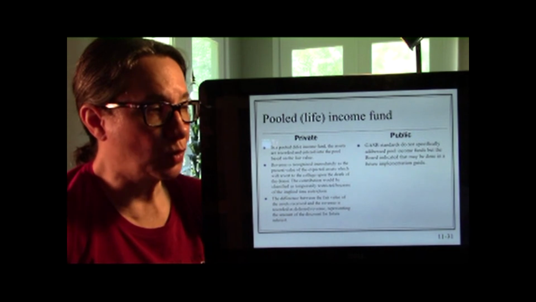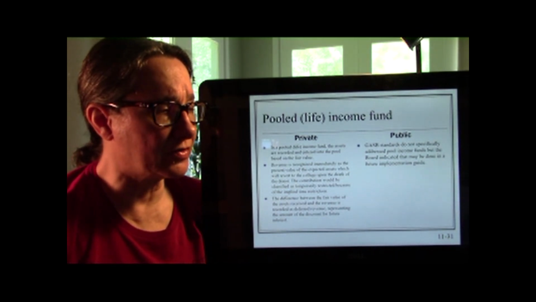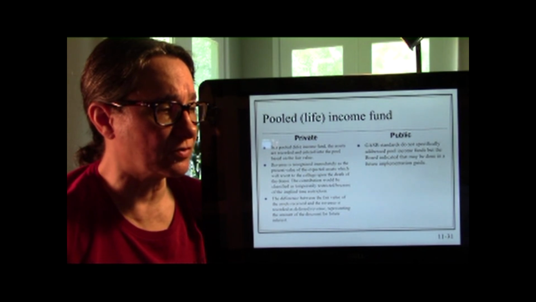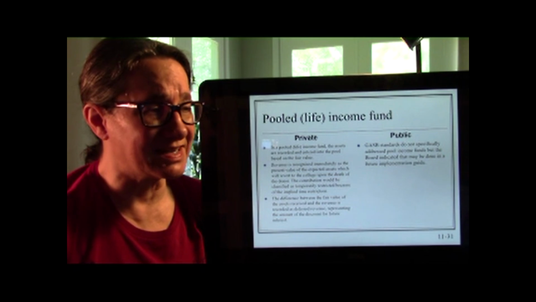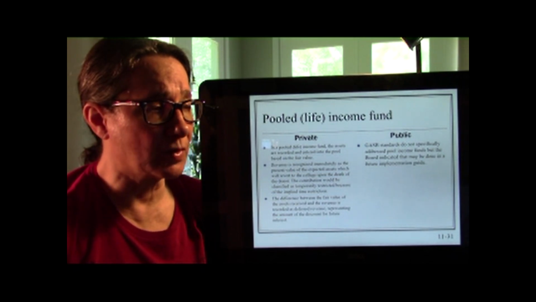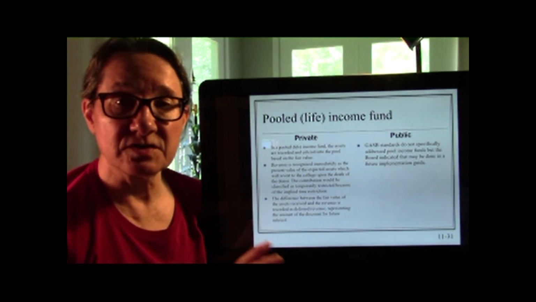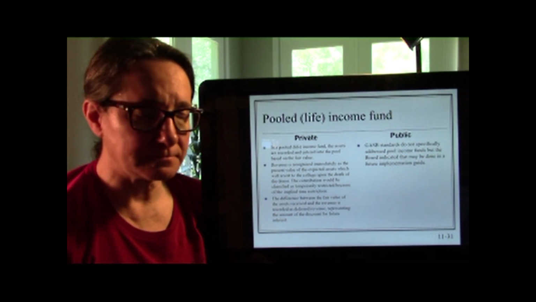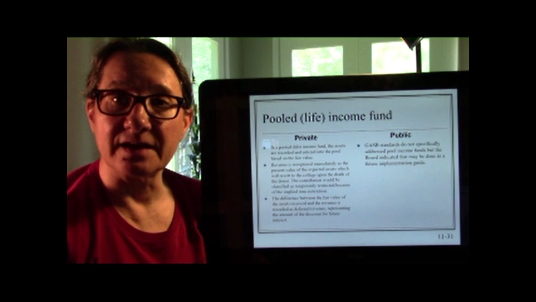And finally, there's this pooled income fund. The assets are recorded and entered in the pool at fair value, recognized immediately as the present value, and the difference is deferred revenue. GASB does not actually address this, but the board indicates that they may think about it in the future. So that's it for universities. Go out there and do that homework. Look at the Rice University and Texas A&M Kingsville statements and see if they look alike or different.